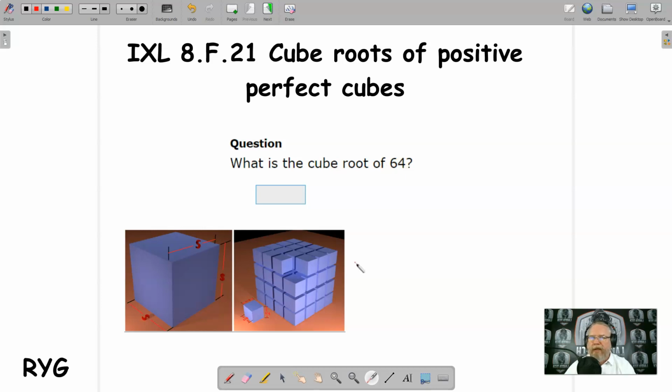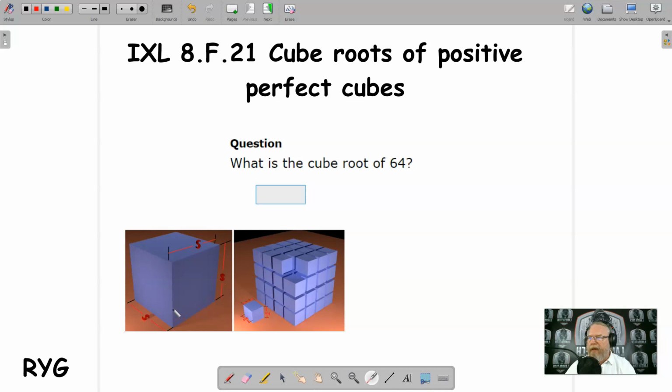Well, before we go on, let's talk about what is a cube. A cube's a three-dimensional figure. I have a picture of a couple of them here. It's a three-dimensional figure in which its length, width, and height are all equal to one another. You can see here with this cube that its width, S, and its length, S, and its height, S, are all equal to one another.